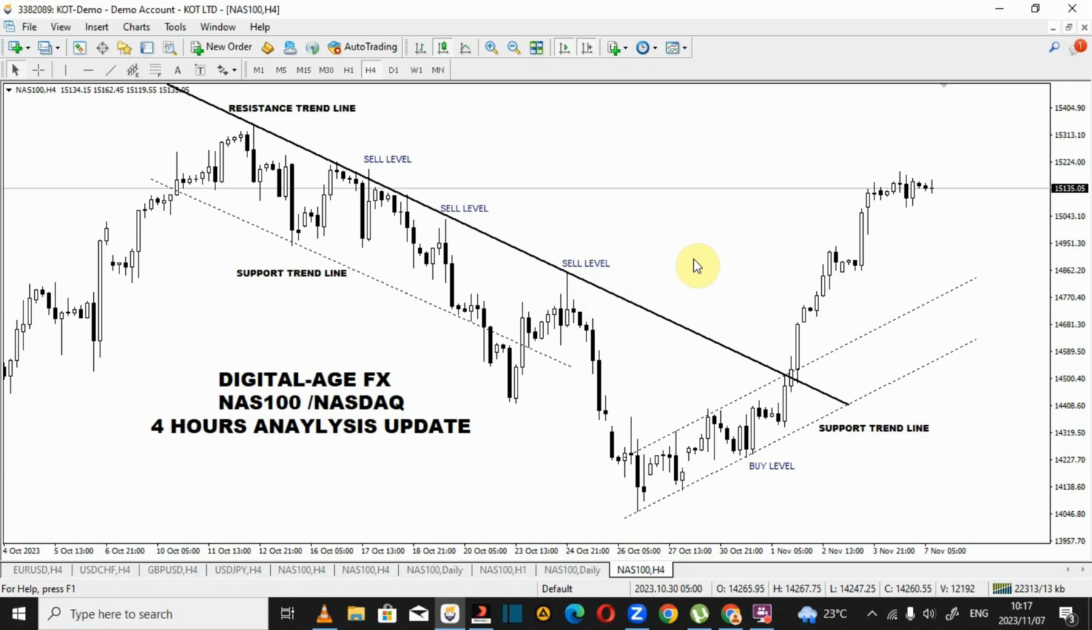So you have to analyze for you to see these moves. You can't see this move without analyzing.